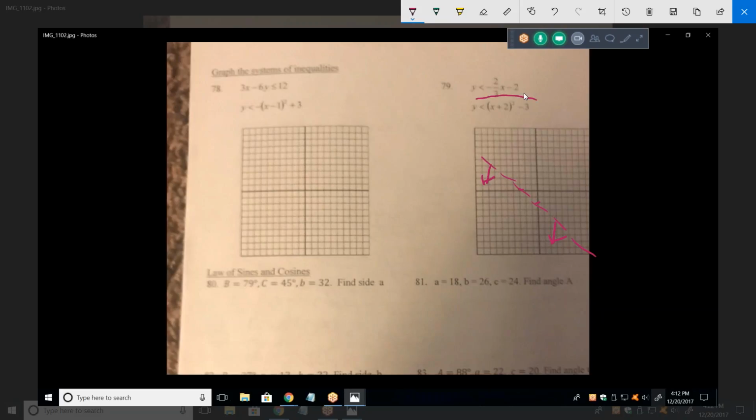Now let's graph the other one. Where's the vertex? That's a quadratic. That's a parabola. -2 and -3. Okay. Remember, what's the vertex form? y = a(x - h)² + k. If it's plus k, that makes the y-coordinate -3. You're correct on the x-coordinate. -2, -3.